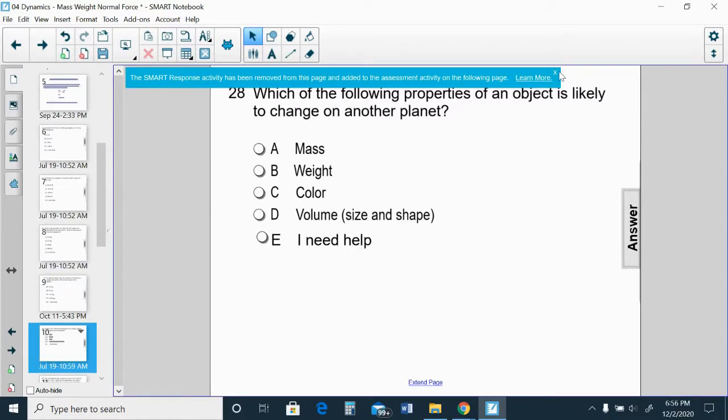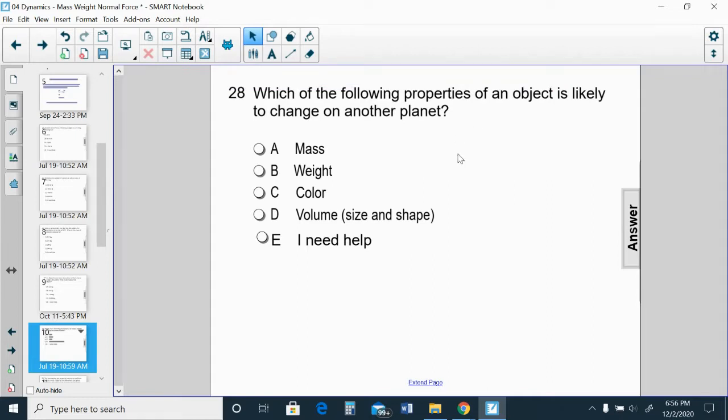Which of the following properties of an object is likely to change on another planet?